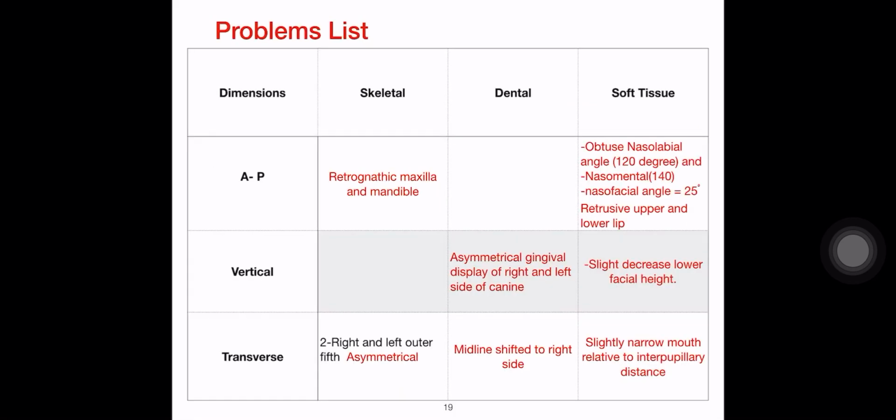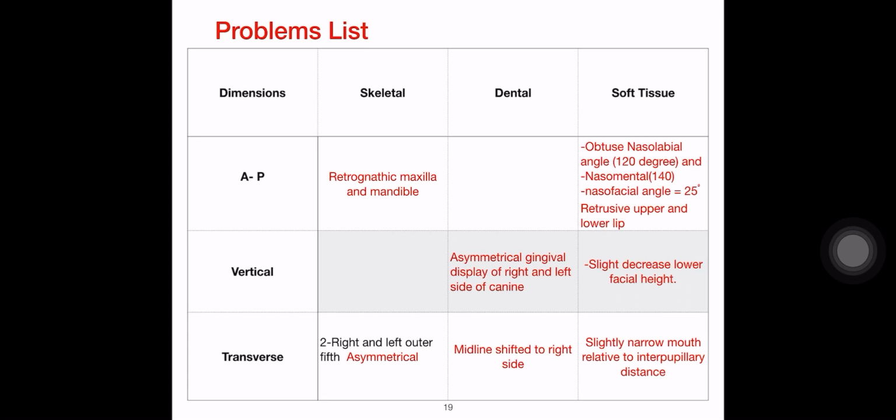Problem list. We found in the anteroposterior dimension a retrognathic maxilla and mandible regarding the skeletal problem, and an obtuse nasolabial angle and nasomental angle with a decrease in the nasofacial angle and retrusive upper and lower lips regarding the soft tissue problem. And in the vertical dimension we found asymmetrical gingival display of the right and left side of the canine regarding the dental problem, and a slight decrease in the lower facial height regarding the soft tissue problem.